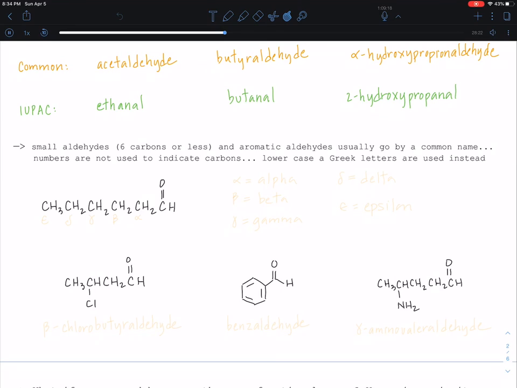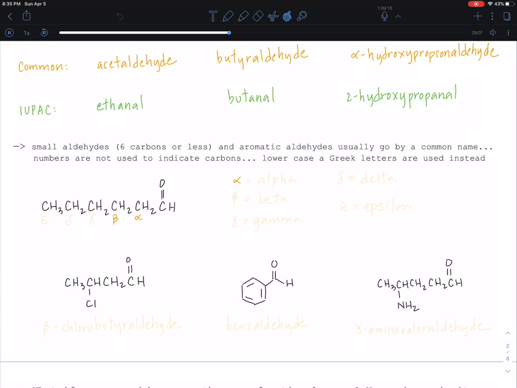I want to give us some more practice with these little lowercase Greek letters. In case you're not familiar with the system, I'm going to label these carbons. So the very first carbon in our aldehyde is going to be the carbonyl carbon. And the second carbon in the chain, the one right next to the carbonyl carbon, instead of using a 2 for IUPAC nomenclature, with common nomenclature, with these smaller aldehydes, 6 carbons or less, we're going to use lowercase Greek letters. So this very first carbon here is the alpha carbon. That's the alpha position. The third carbon, or the second one away from the carbonyl, is the beta carbon.